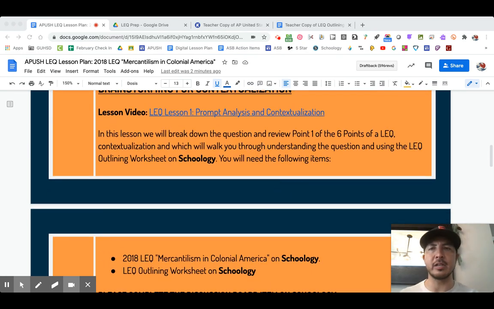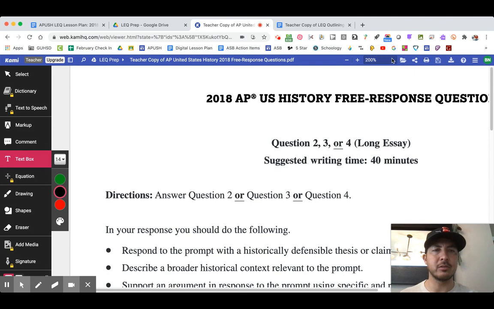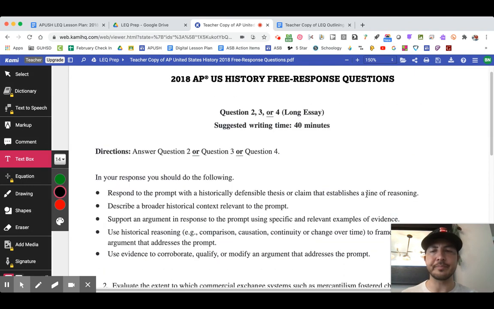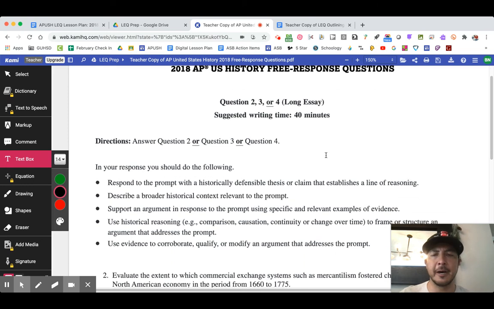So on this, we're just going to go ahead and take a look at the prompt itself and break it down and make sure we're good. I'm going to zoom in for you guys, and that's a little hard to see. Maybe a little too much. So first thing is this is the 2018 free response question that was released to teachers, and it's also allowed to be provided to students.